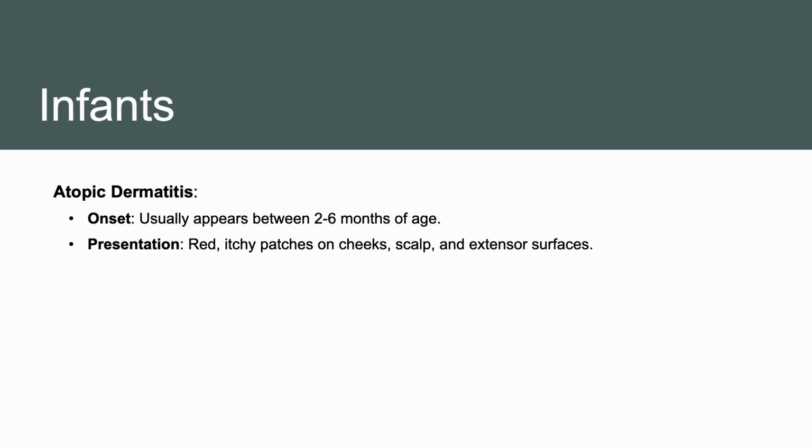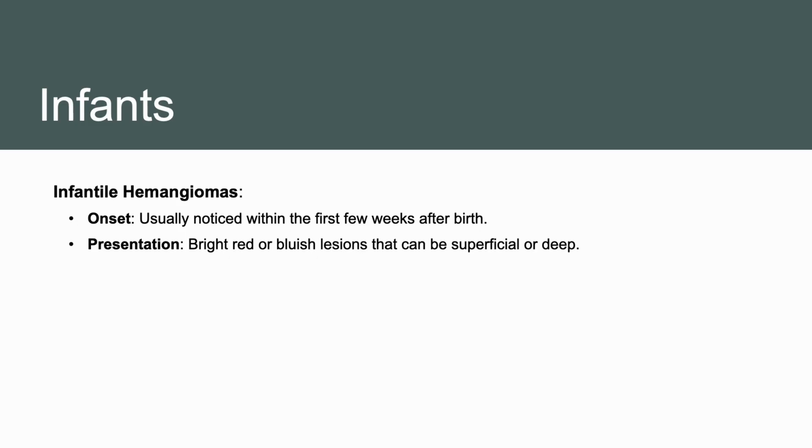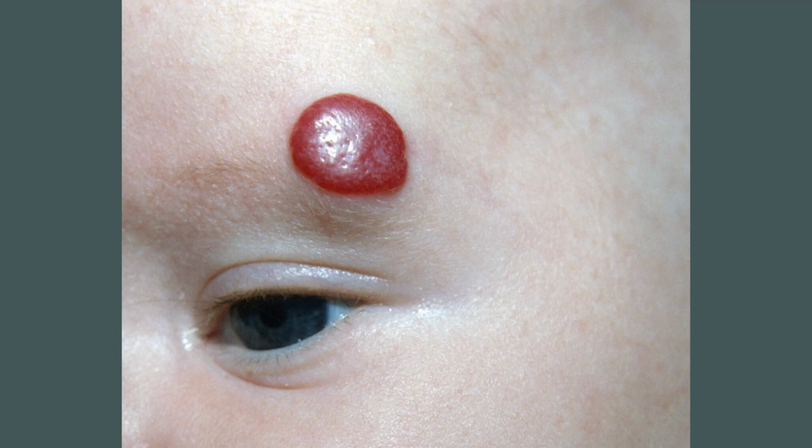Also, atopic dermatitis, we've already talked about, usually appears between 2 to 6 months of age in infants, and we see the erythematous scaly patches or plaques on the cheeks, scalp, and extensor surfaces for infants. And this is an example. There may be some secondary bacterial infection there. Next is infantile hemangiomas, usually noticed within the first few weeks after birth, and they can be different colors, they can be superficial or deep. And here's a good example of that.